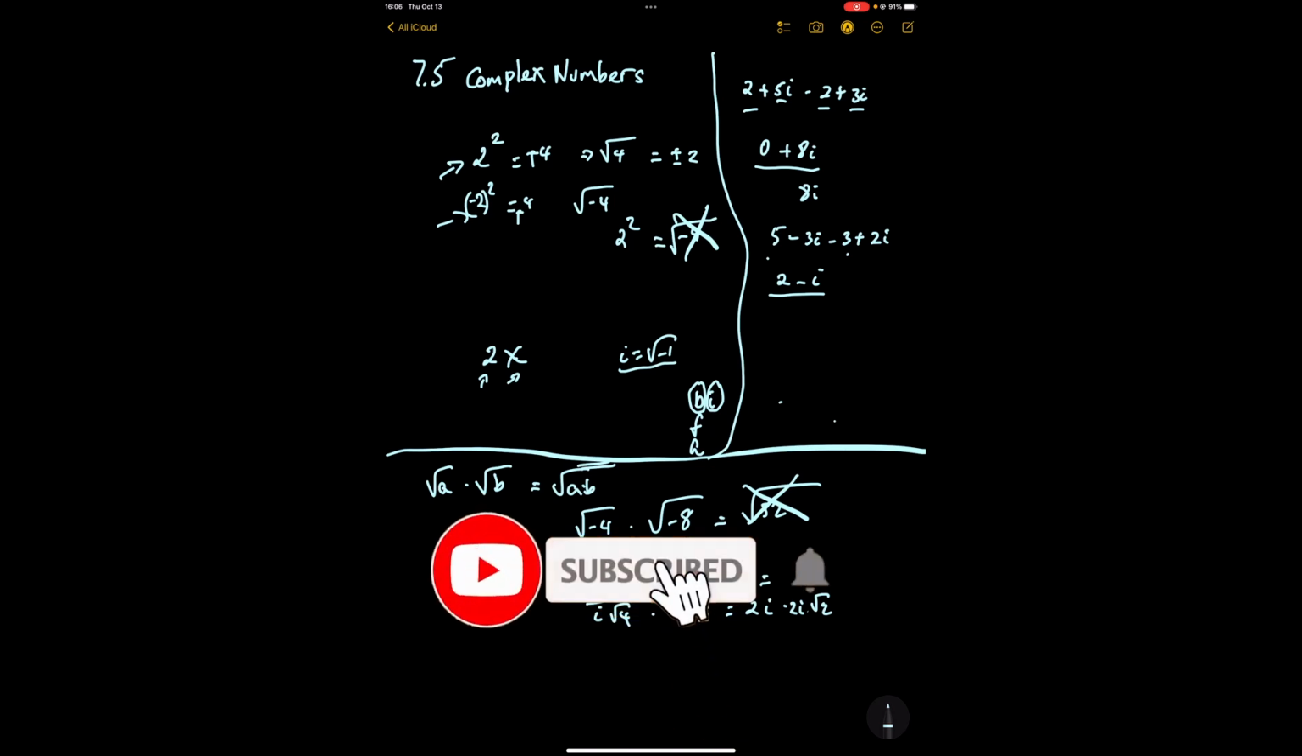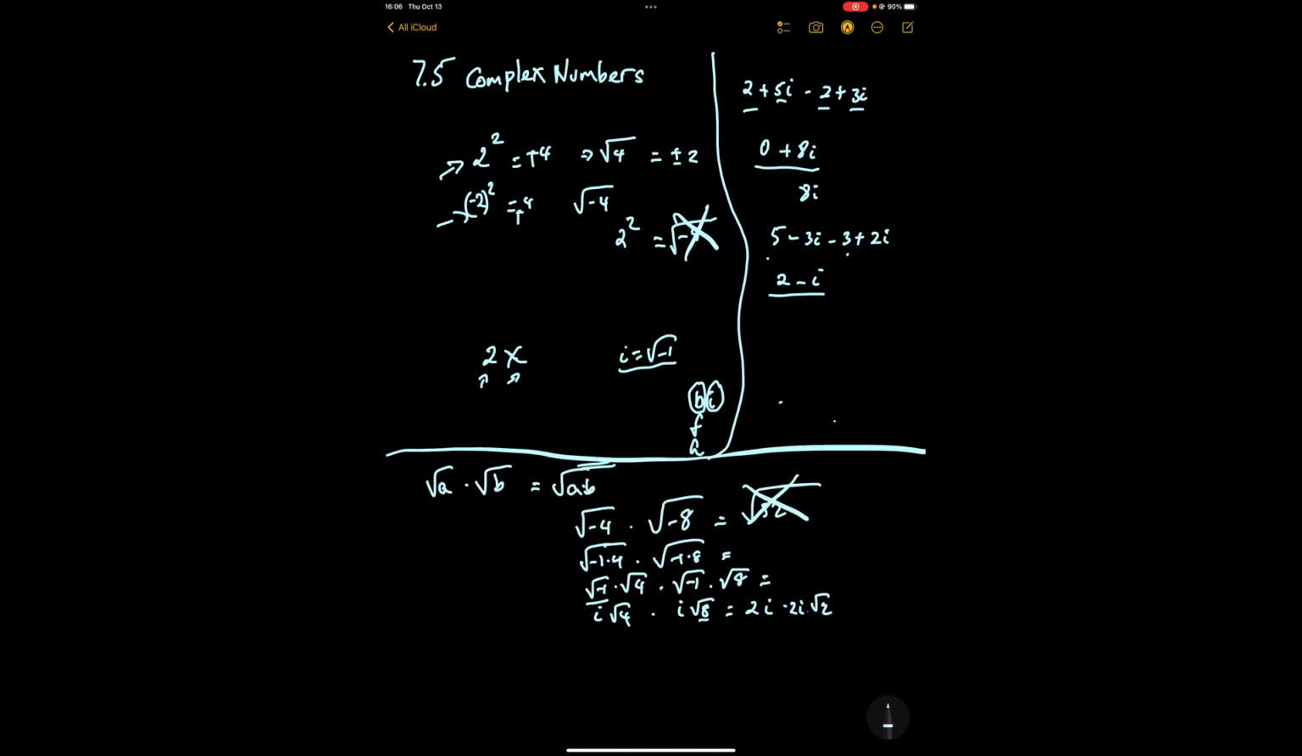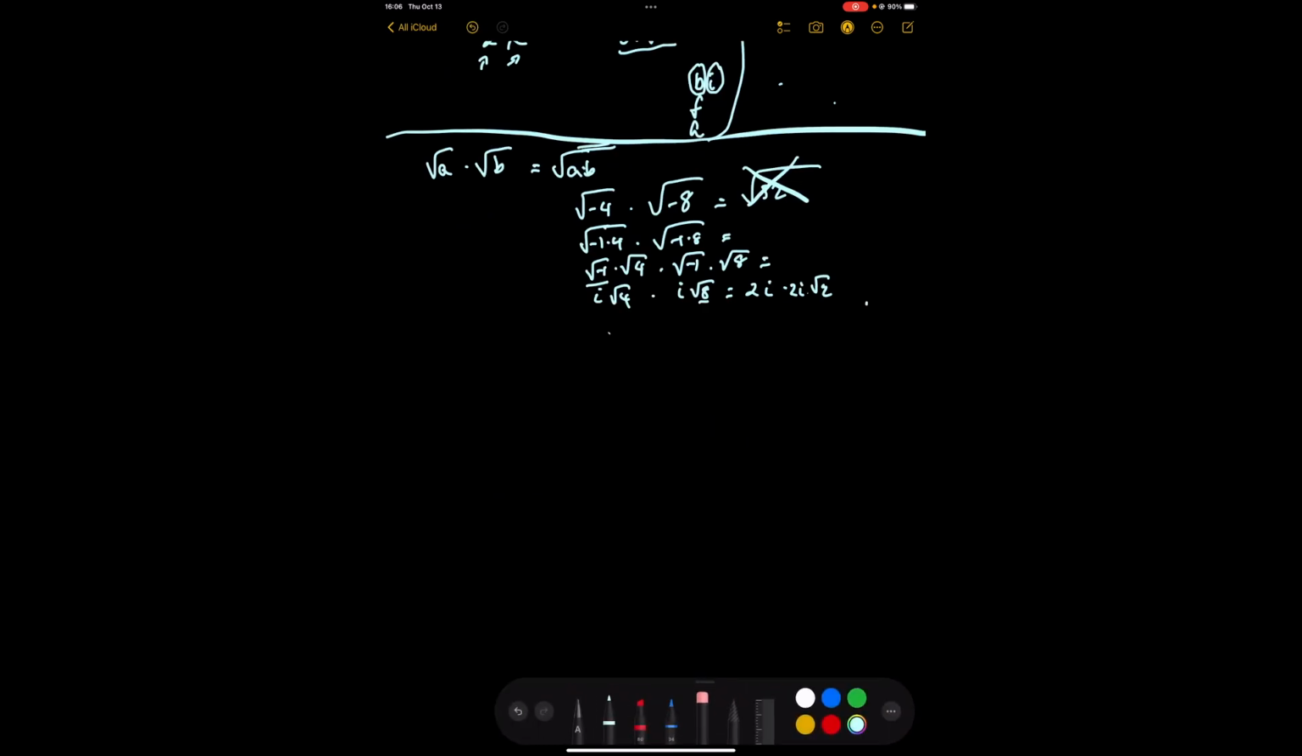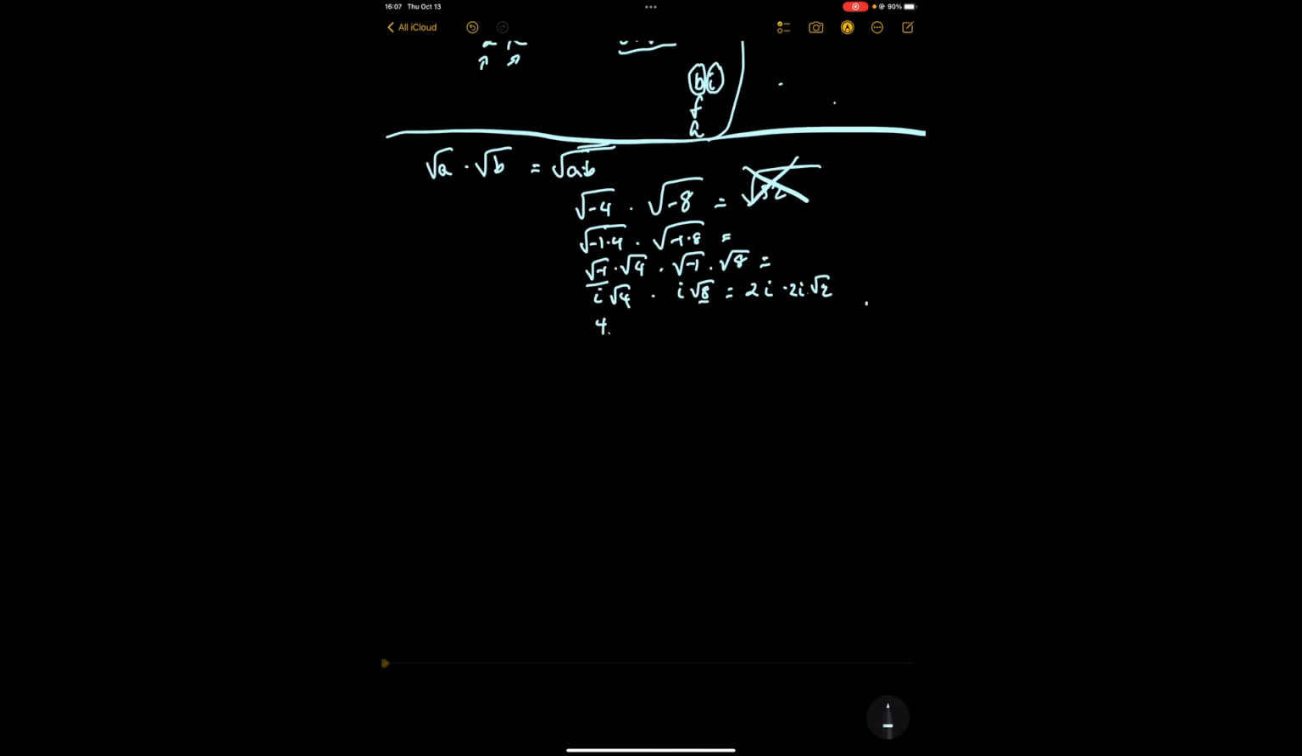And then once you do that, what do you get next? You get 2 times 2 equals 4. i times i equals i squared, and square root of 2, right? And what is i squared? i squared equals negative 1. So that means you would have negative 4 square root of 2. And that's how you would multiply complex numbers.